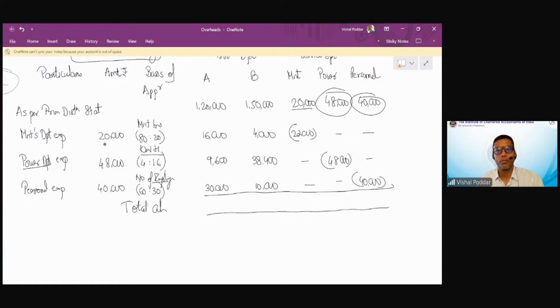So the personnel ratio is 2:1, right? 60-30. Sorry, it is 2:1. Yes, sir. So how much will I get? 40 divided by 3. It will be 13,000. 26,666 for A. Yes, sir. Yeah, perfect. Okay, sir. Great.